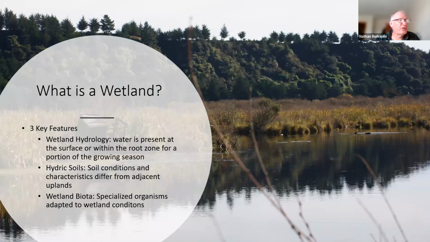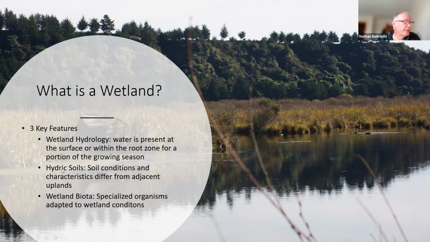So as an ecologist, you've got a legal definition, but you also have a natural definition. When we look at wetlands and try to identify them, your planner and your consultants will help you when they're doing your farm environment plans. We'll look at the hydrology, whether the water is present at the surface and root zone for a portion of the growing season. So basically, the land's waterlogged, and if the land's waterlogged, it generally indicates a wetland.